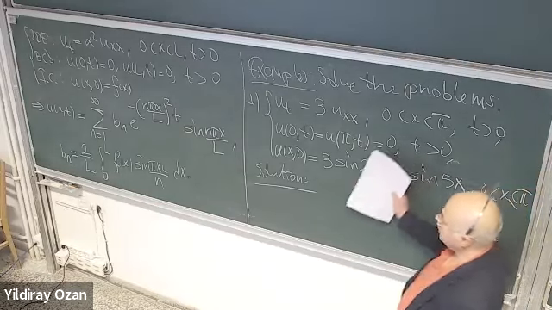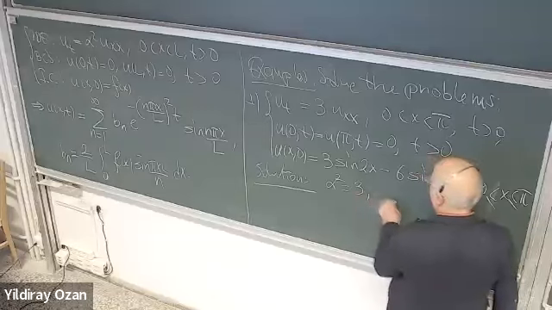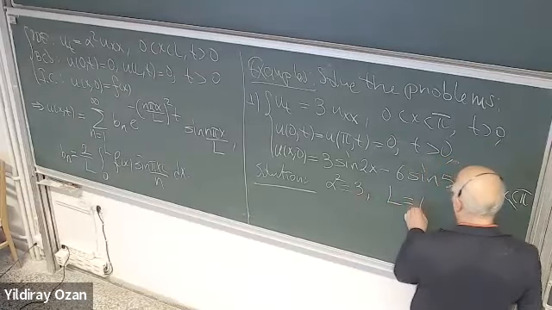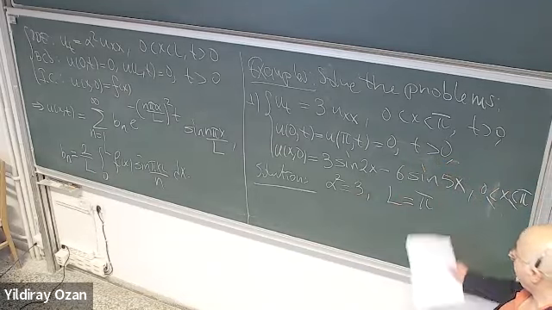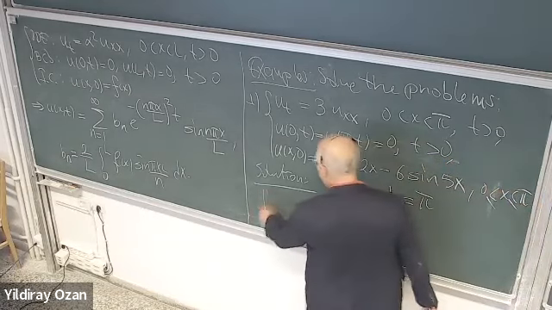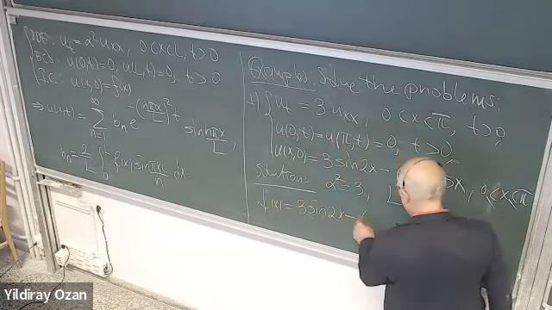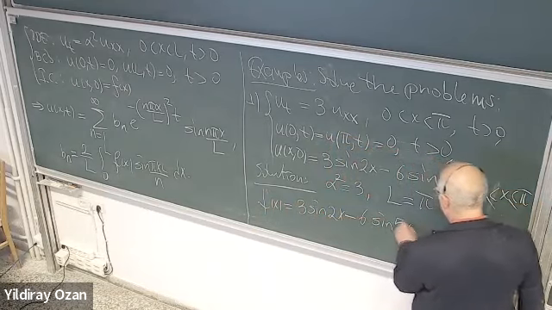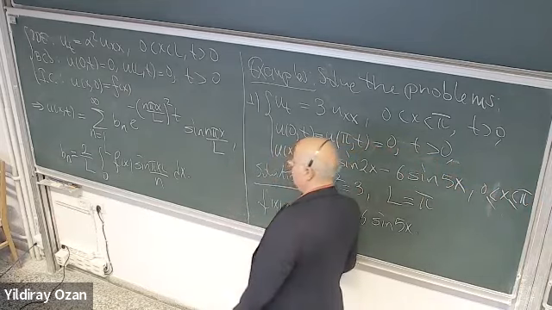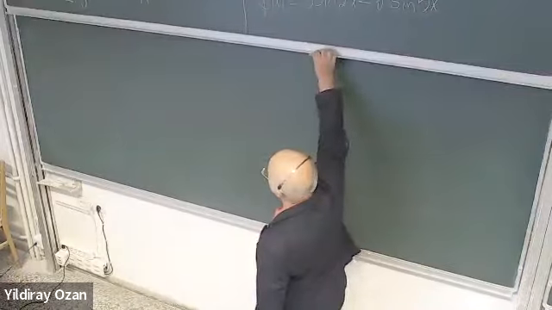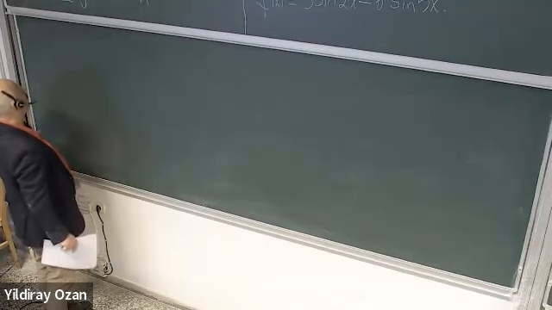So if I compare this problem with our original problem, we see that alpha is 3 and L is pi, right? So, and F is this function. F of x is just 3 times sine 2x minus 6 times sine 5x. So what I will do, I'll just write down the solution in this form. So I need to compute bn.